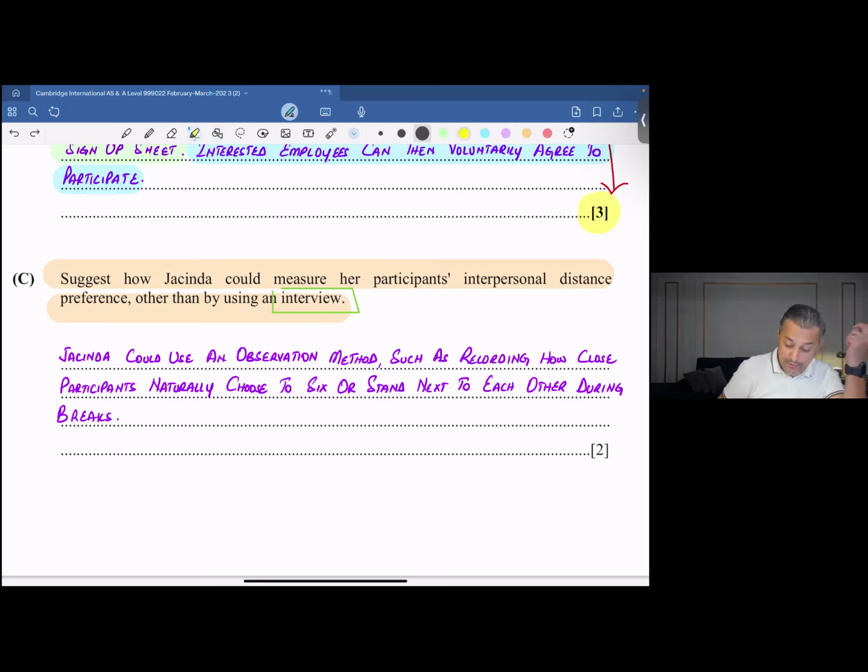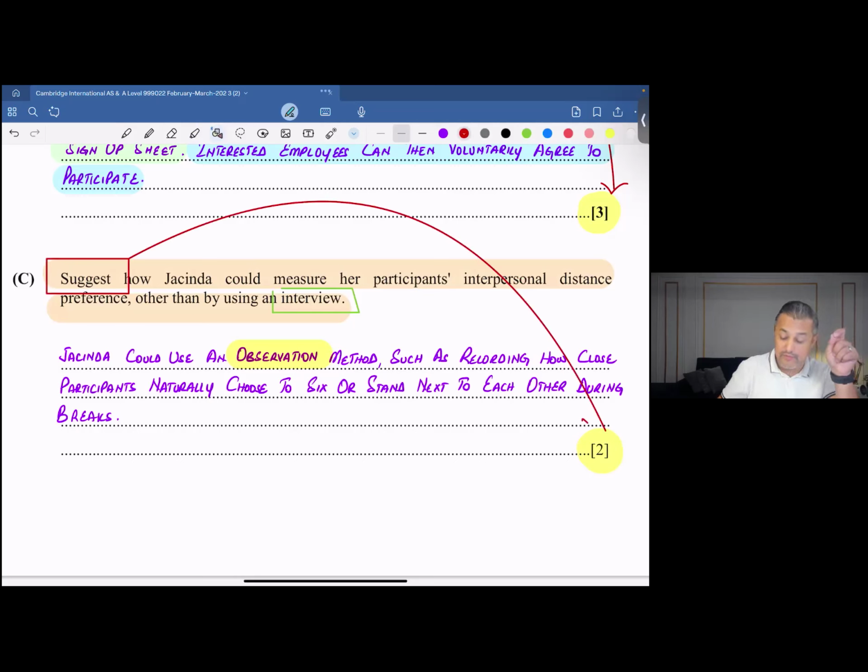Jacinda could use an observation method. This happens to be a 2-mark question, so don't miss out on that. Double check the command word and then have a look at the marks that the examiner has allocated to that particular question so that you know how much is required for you to answer it.